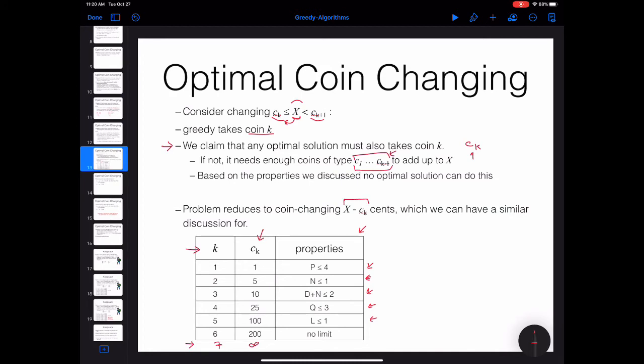We have already shown that the greedy algorithm for x will take the coin k, and the optimal also takes the coin k. And then you can have the same argument over x minus ck, and just repeat this until you reach the amount 0. In this way, definitely the optimal answer and the greedy solution are both going to be the same.